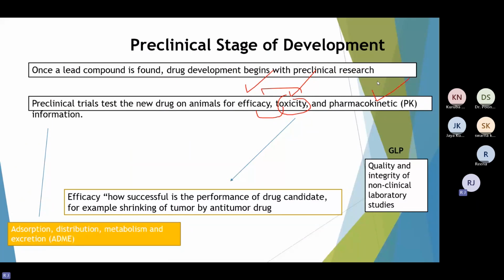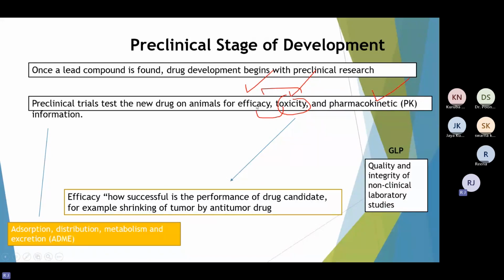What do we do here? We test that best molecule that we have identified in the previous step. We test that particular molecule in animals. Okay. For what purpose? To determine the efficacy, to determine the toxicity, and to determine the pharmacokinetics.